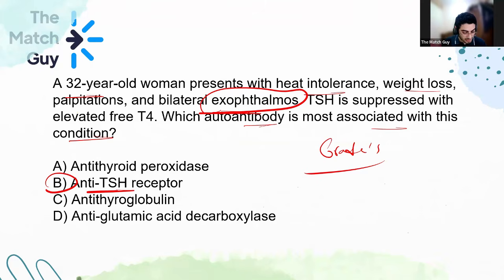And what is the type of hypersensitivity of Graves' disease, guys? Amazing. This is type 2 because the immunoglobulin is causing the pathology. Okay, it is not a finding. It is really causing the pathology here. Amazing.